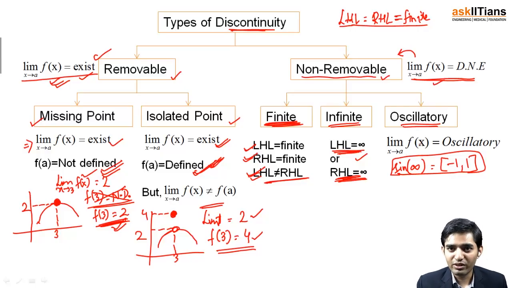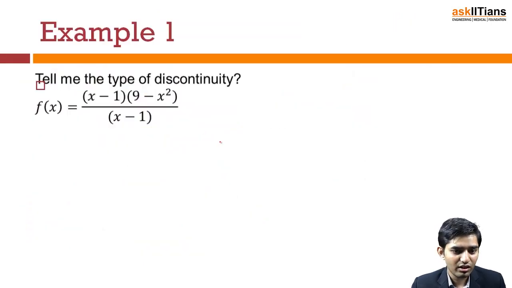Now we will see the examples one by one, and try to tell me the type of discontinuity in the following functions. So the first example: tell me the type of discontinuity in this function, f(x) = (x minus 1)(9 minus x square) divided by (x minus 1). Now, first of all, tell me what will be the limit at x tending to 1.